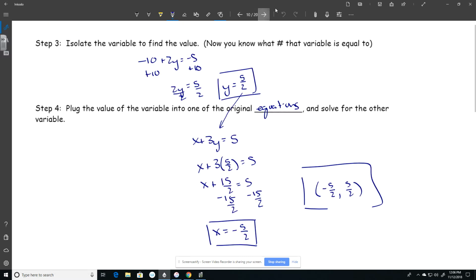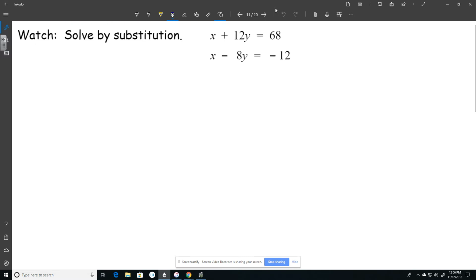Okay. So let me give you a couple more examples, and then I'll let you try one on your own. x plus 12y equals 68. x minus 8y equals negative 12. I need to solve for a variable. So I'm going to solve for the x in this first equation right here. So x plus 12y equals 68. I just have to subtract 12y from both sides. So x equals 68 minus 12y.